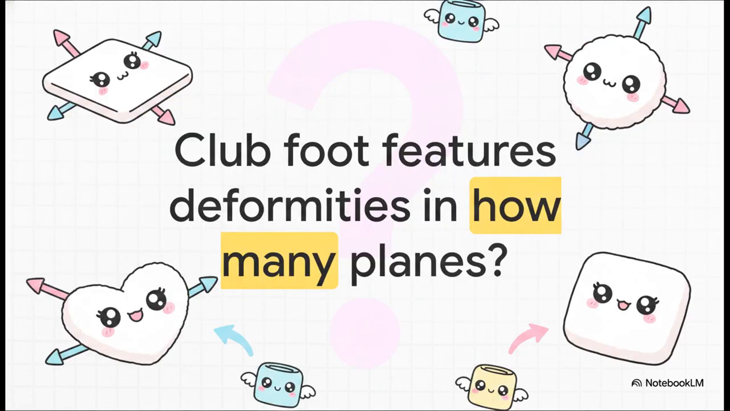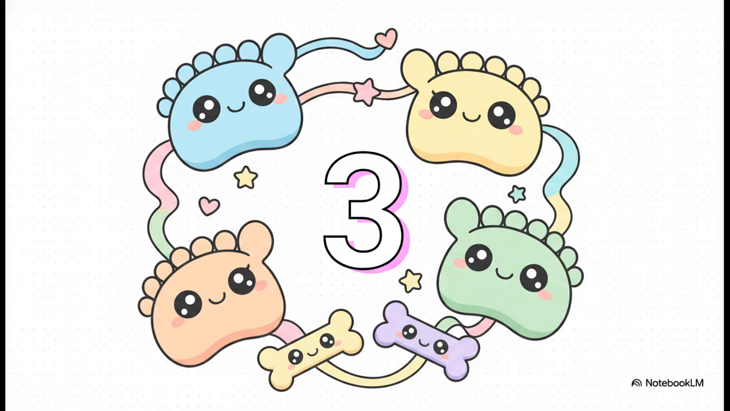For our penultimate case, let's look at congenital Talipes equinovarus, commonly known as Clubfoot. This condition features structural deformities in how many geometric planes? 1, 2, 3, or 4? The correct answer is 3 distinct planes. It's a complex congenital deformity because it simultaneously involves structural malalignments of the hindfoot, the midfoot, and the forefoot all at once.